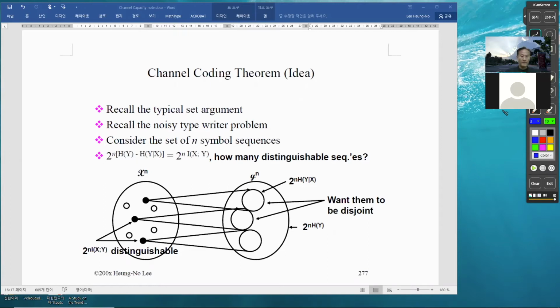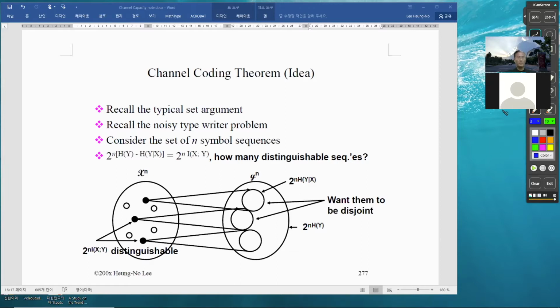Okay, what's left in chapter 7 is to prove the channel coding theorem. This is the most beautiful part in information theory. The proof is very long and difficult, but it is worth studying.